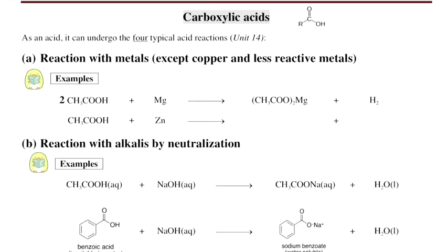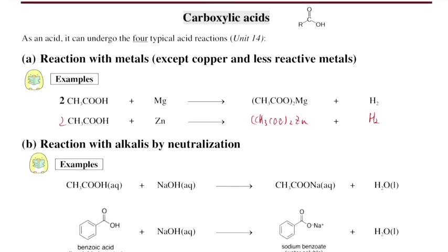Okay, so here we got examples. First example, we have ethanoic acid react with magnesium, and then we're going to form magnesium ethanoate together with hydrogen gas produced. And secondly, we got the same acid, ethanoic acid, to react with zinc, and similarly we would have this compound formed, and also hydrogen gas produced. And make sure you balance the equation. And here, please pay attention.